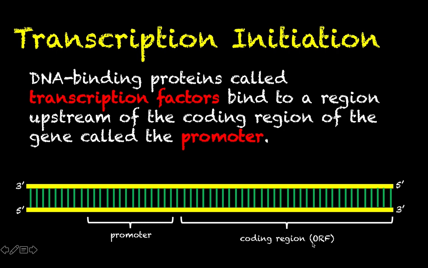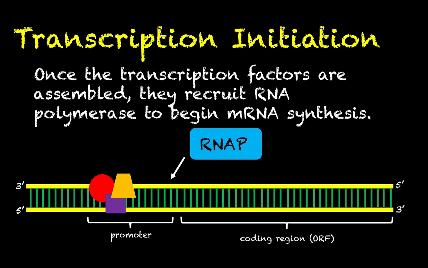So the coding region, sometimes also called an open reading frame, contains the exact information on how to build the protein. The promoter upstream here is a lot more regulatory in nature. This is going to contain the sequences that will recruit RNA polymerase to this particular gene so that we can synthesize this particular protein at the right time and at the right place.